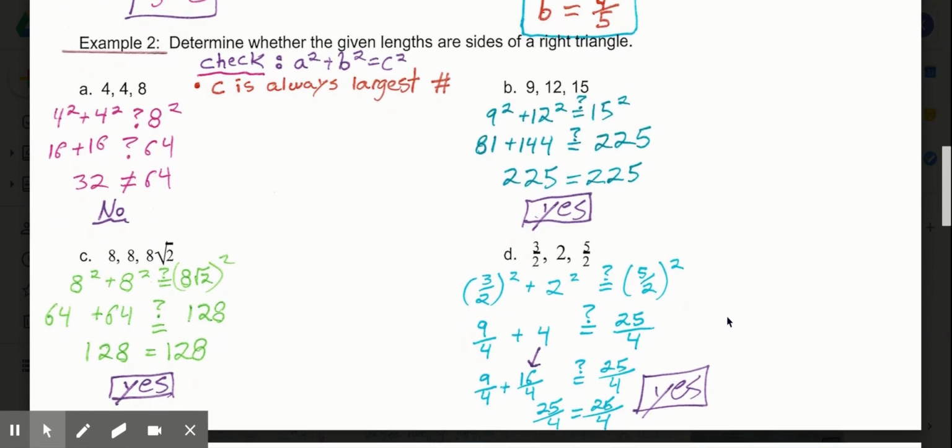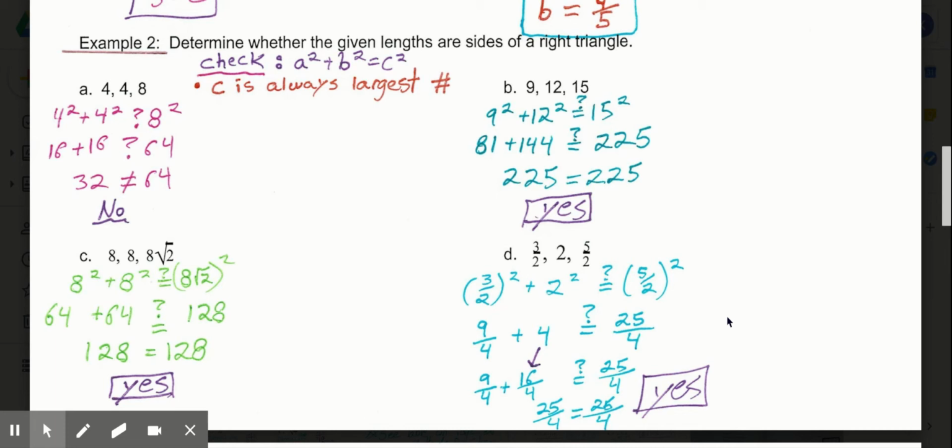In example 2, determine whether the given lengths are sides of a right triangle. What we're doing here is technically using what's known as the converse of the Pythagorean theorem, which you'll work with quite a bit more in geometry. What that tells us is if a squared plus b squared equals c squared, then it is a right triangle. If a squared plus b squared does not equal c squared, then it is not a right triangle.